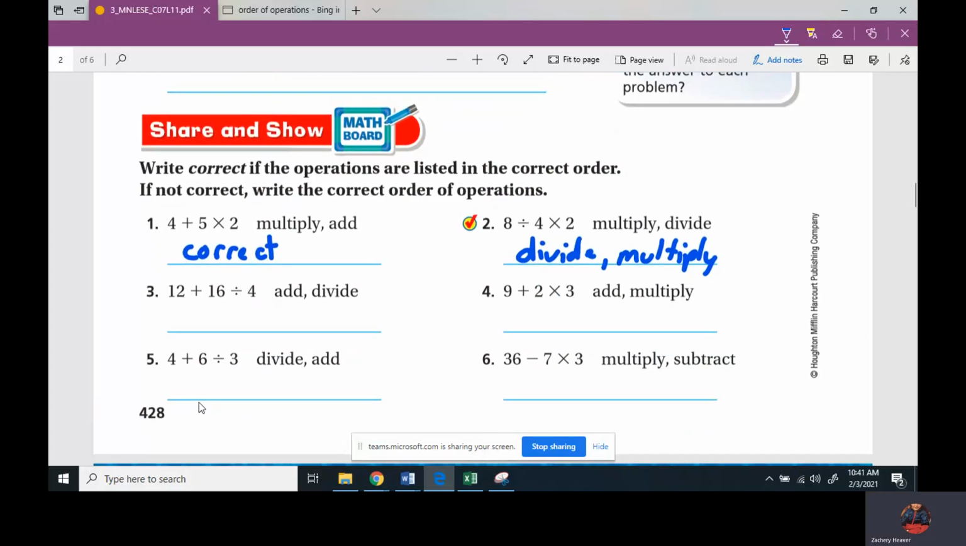This one says down here, we have to add. Hold on one second.